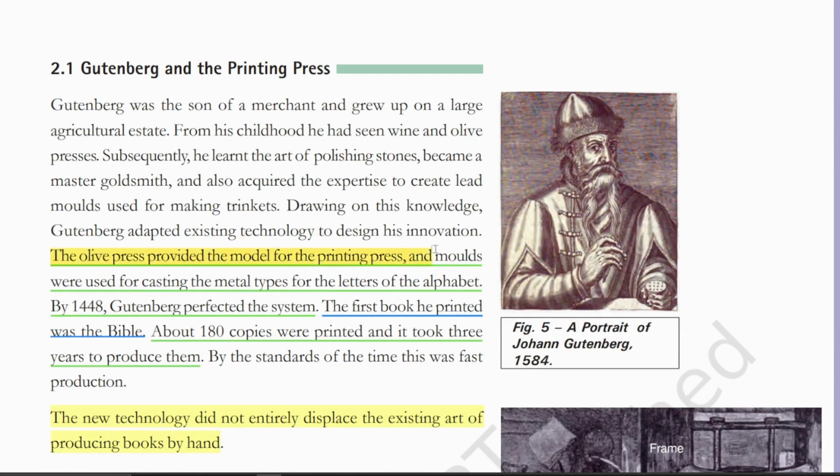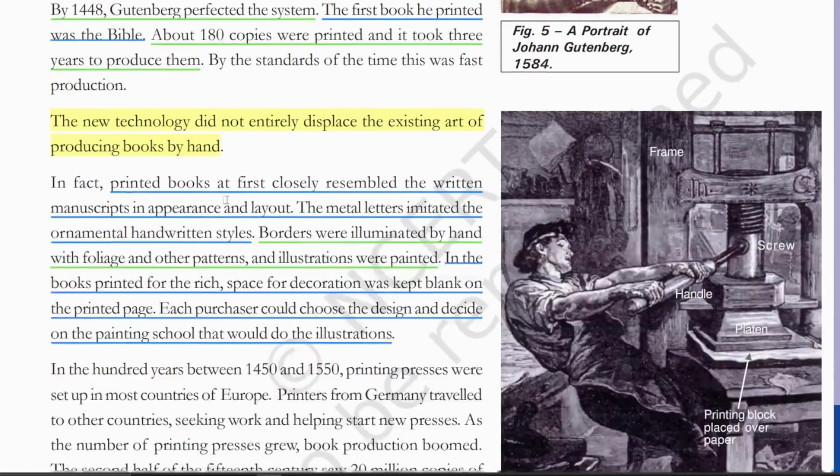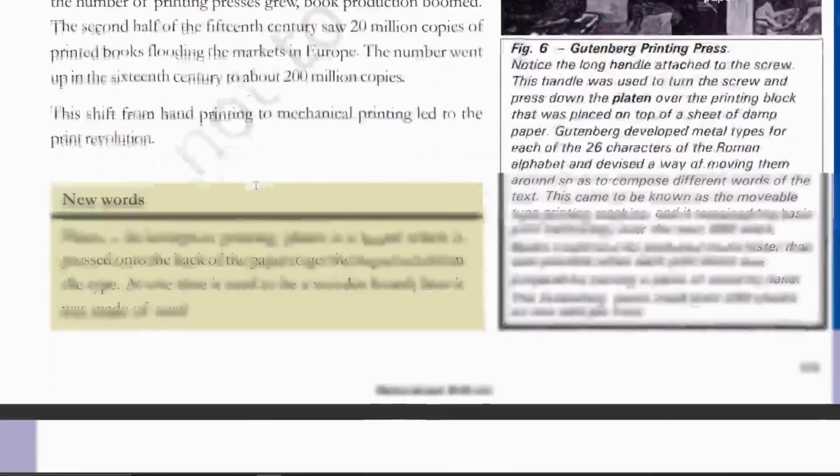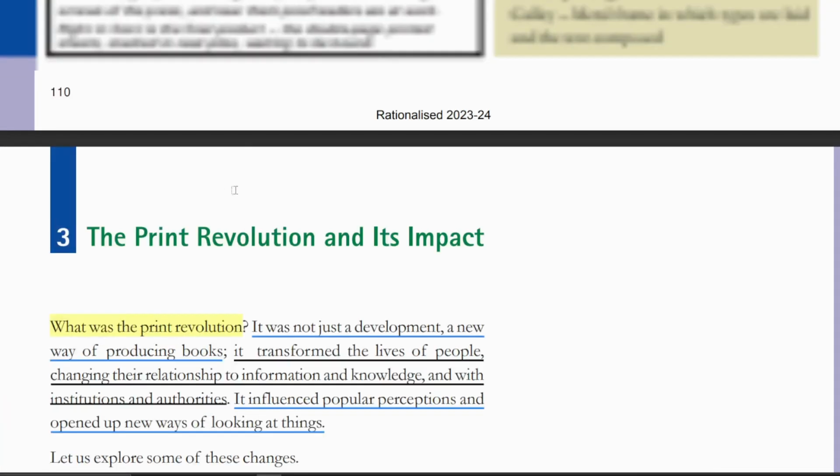The olive press provided the model for printing. This is also very important, like in a timeline kind of chart. Make a timeline and write down how it came, because they may ask you to put events in order in MCQs, or maybe even ask a 5-marker. These three pages are all the same thing. These are just pictures.